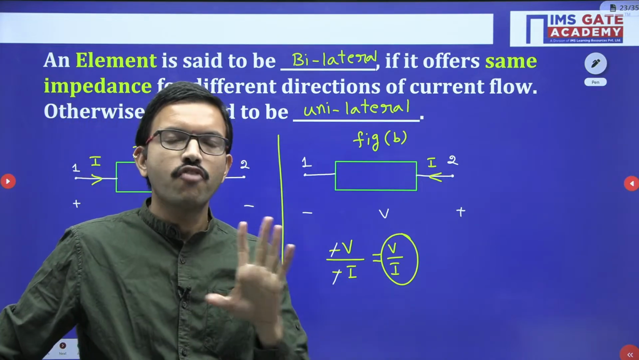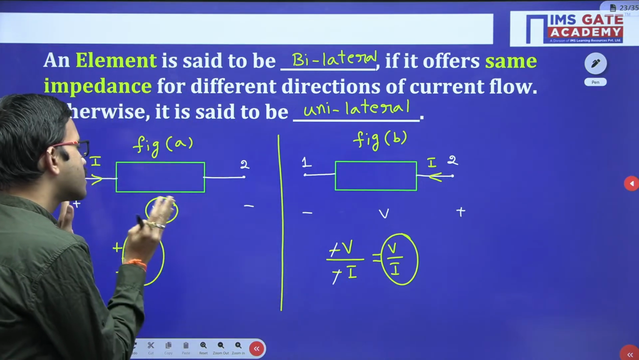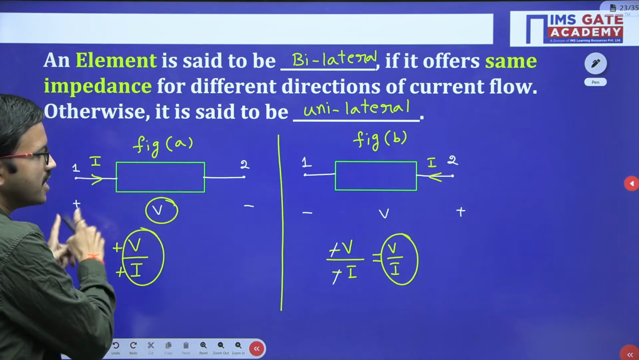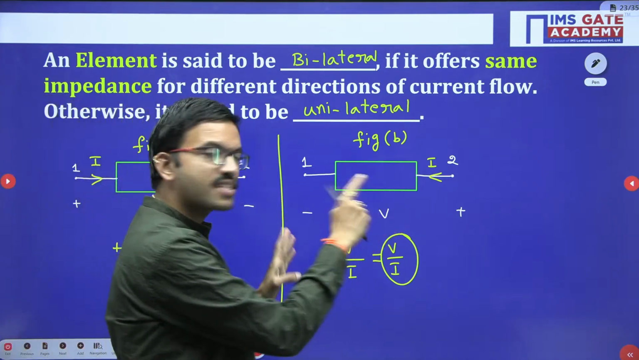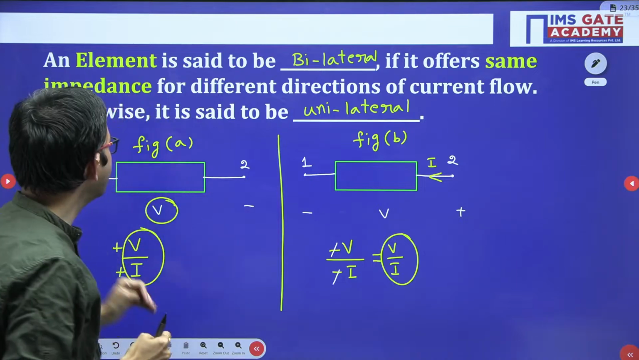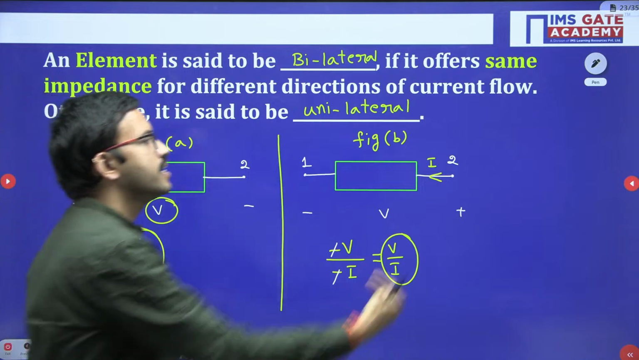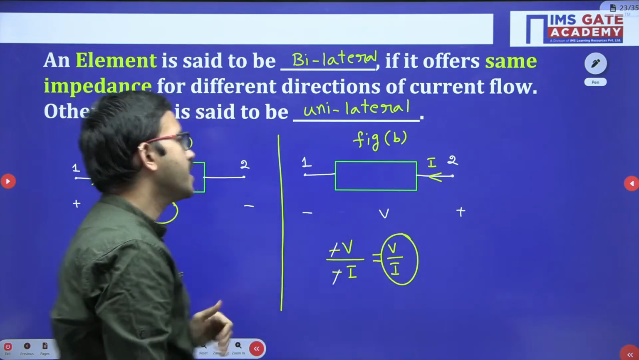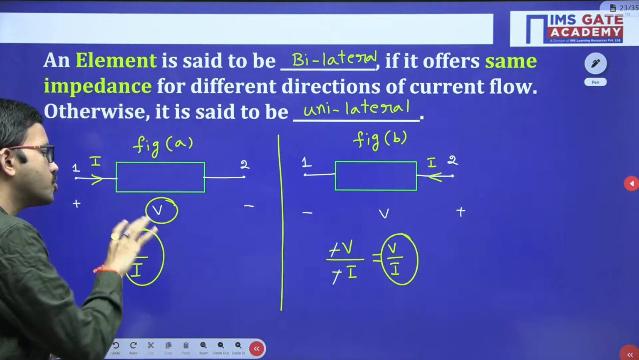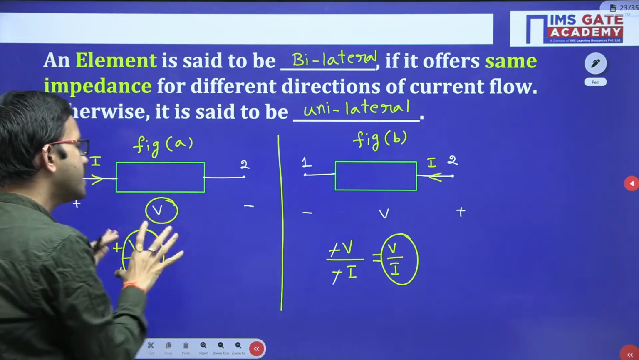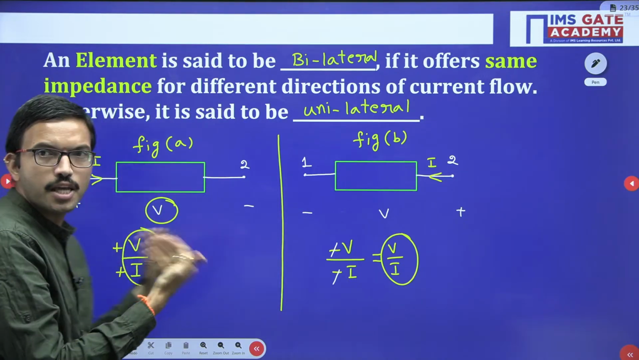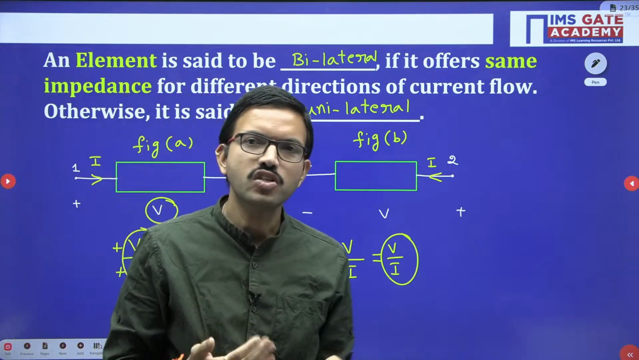One method is to give the voltage polarities: in case 1 plus minus, in case 2 minus plus. Another approach is with respect to current: in case 1 current flows like this, in case 2 current flows like this. Ultimately, it is the ratio of output and input. Since we have considered voltage and current, it is impedance. Similarly, if you consider current and voltage, it will be admittance.